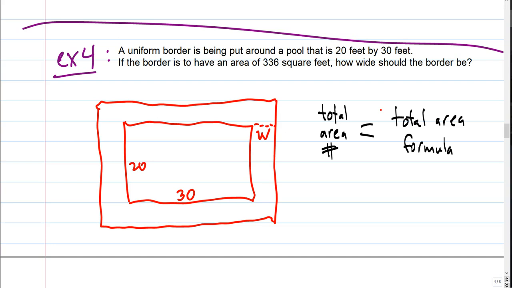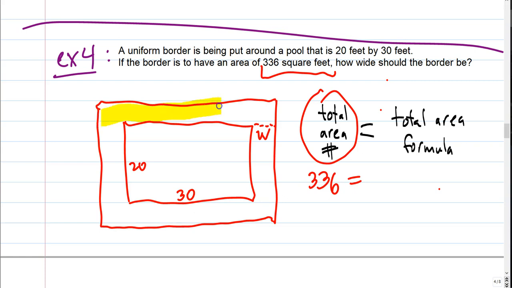What we can do here is calculate the area they've given us two different ways. They've given me the area of the border as a number, 336 square feet. But then I could also calculate the area of this border with a formula. So if the area of this border is 336 square feet, could you find the area of all these pieces? Well, cut it up into some pieces.